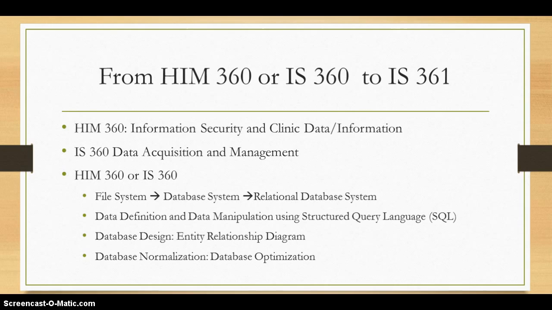Now, for IS361, we are going to discuss the file system first, because before we had database systems, we only had file systems. Then, because of the limitations of the file system, we have the database system. For the database system, we are going to focus on the relational database, because a couple of models have been created for databases, but the relational model is the one that is widely used and successfully implemented in any kind of industry.